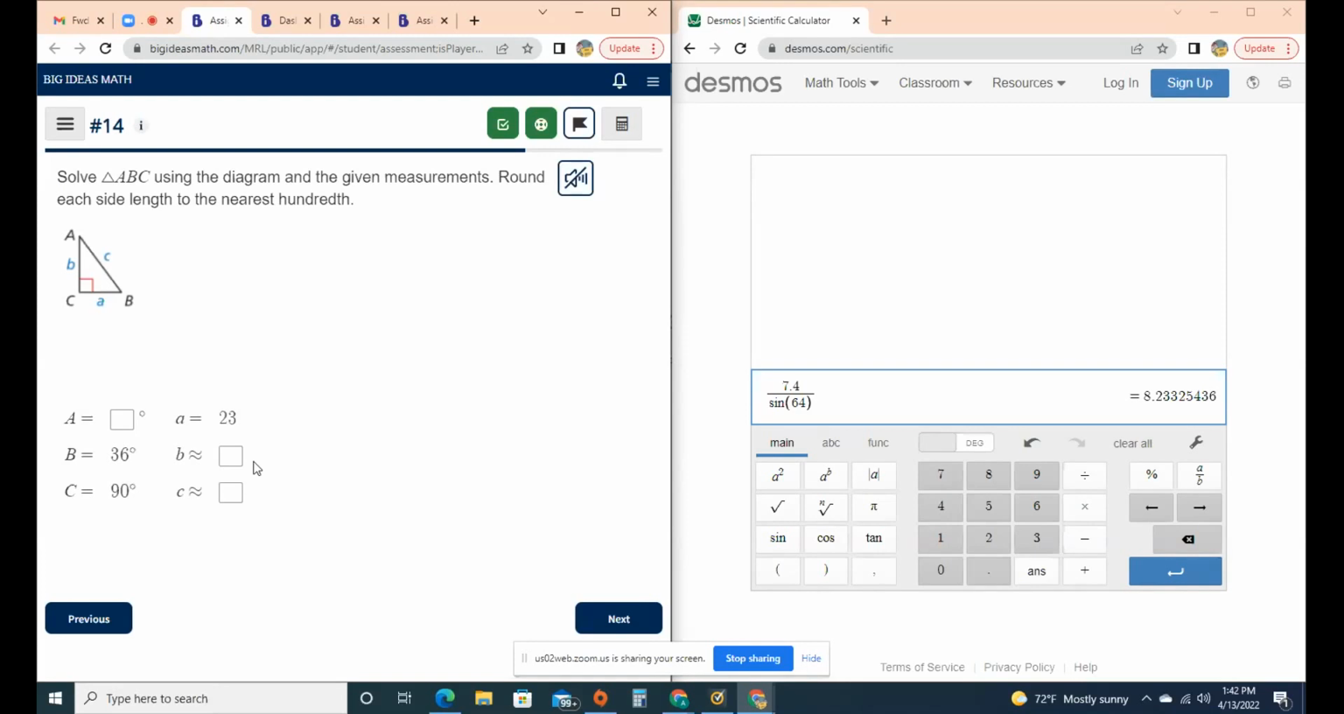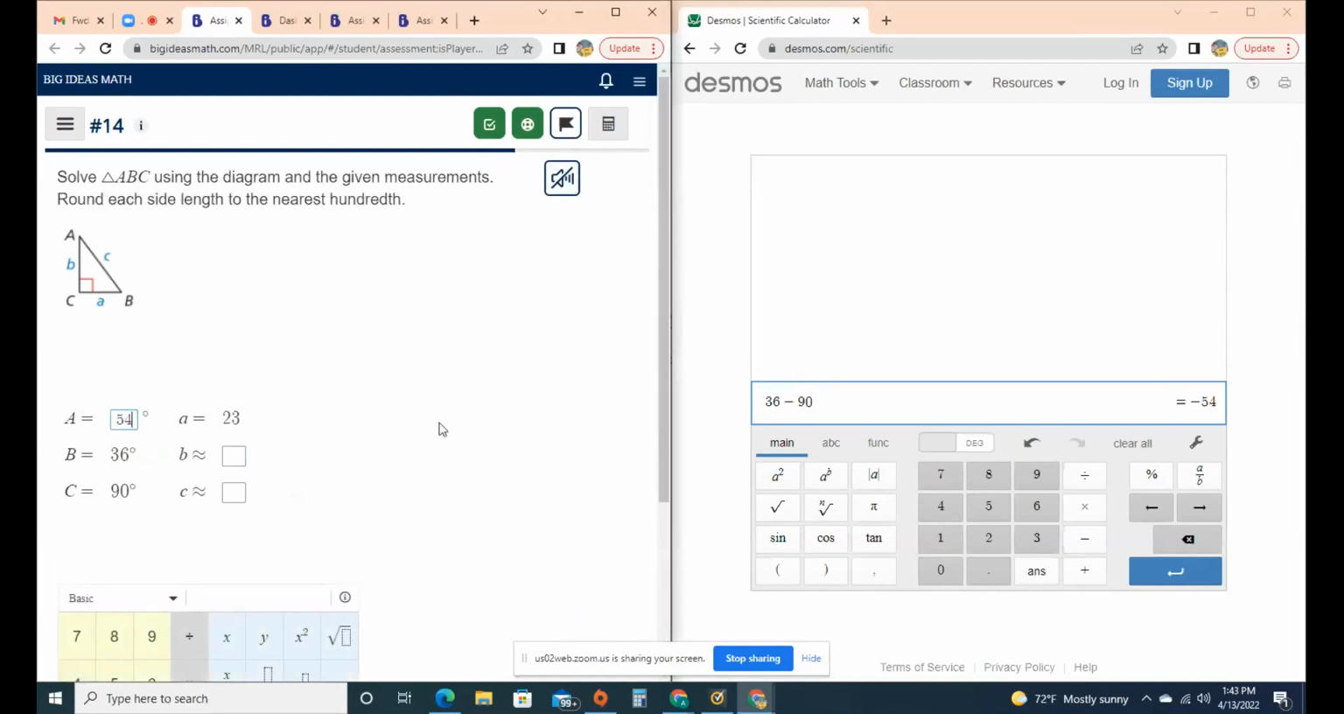Is this where we're at, 14? Okay. Didn't we just do this one? No. We did 13, okay, there it is. The numbers look really similar. Can you figure out the measure of angle A for me? 54. 54. Yep.